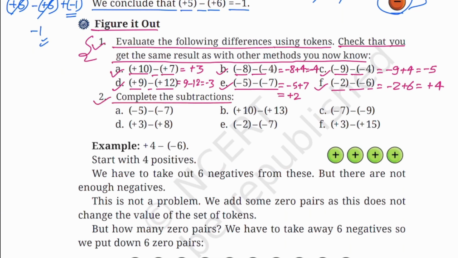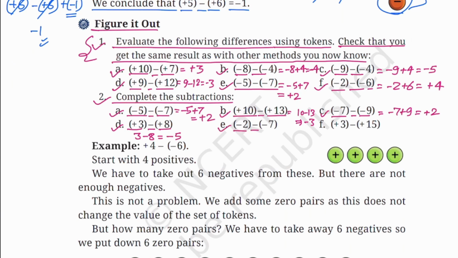2. Complete the subtractions. A, minus 5 minus minus 7. Minus 5 plus 7 is equal to plus 2. B, plus 10 minus plus 13 is equal to 10 minus 13 is equal to minus 3. C, minus 7 minus minus 9. Minus 7 plus 9 is equal to plus 2. D, plus 3 minus plus 8. 3 minus 8 is equal to minus 5.